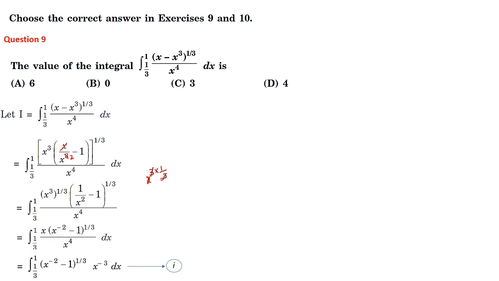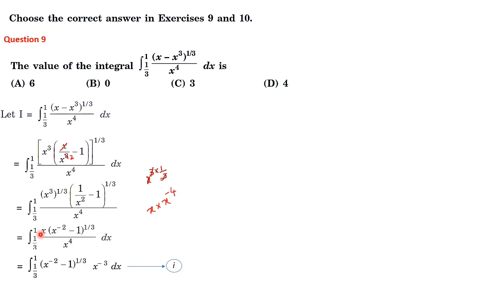Then that is 1 by 3 to 1, x power minus 2 minus 1 the whole power 1 by 3. Now you can see here in the numerator there is an x and here there is an x power 4. So what I am going to do is this x power 4 I am taking to the numerator. So x power 4 taking to the numerator means it will be coming as x power minus 4. So x is there already, 1x, along with this minus 4 also will be coming.